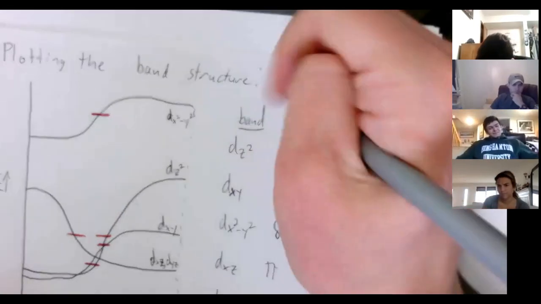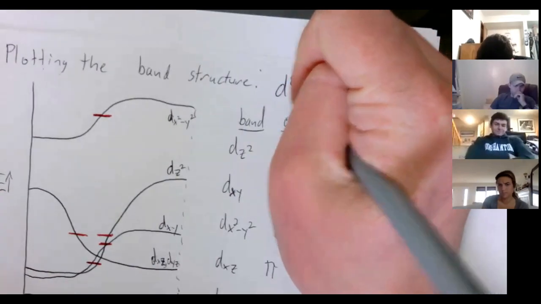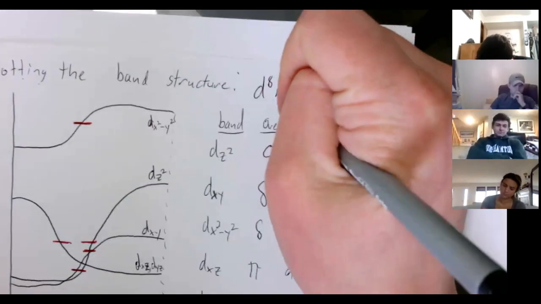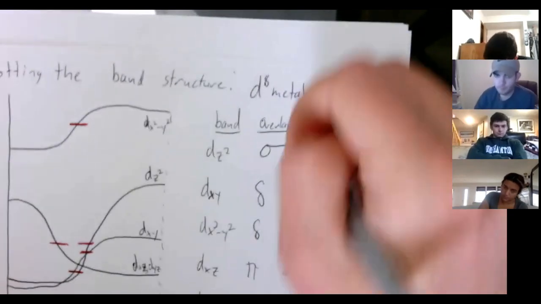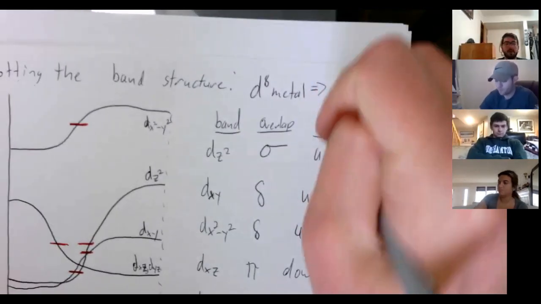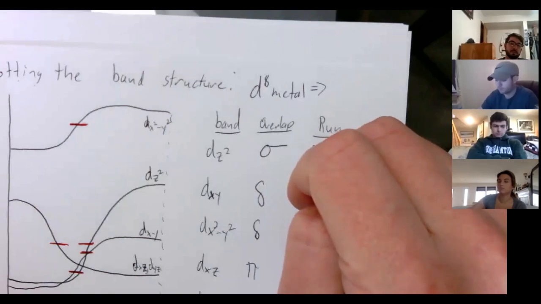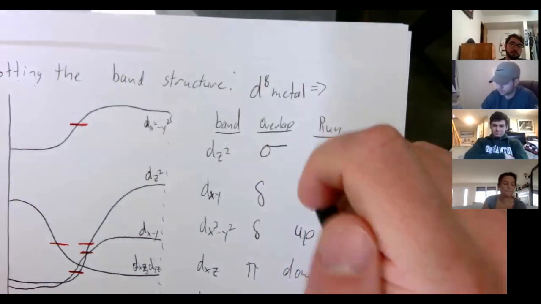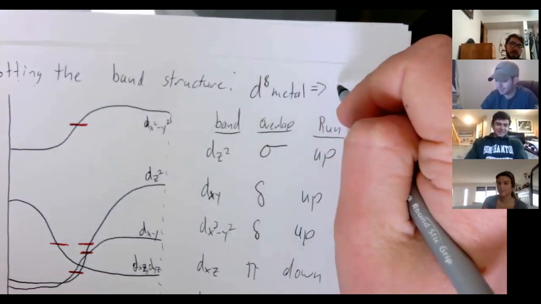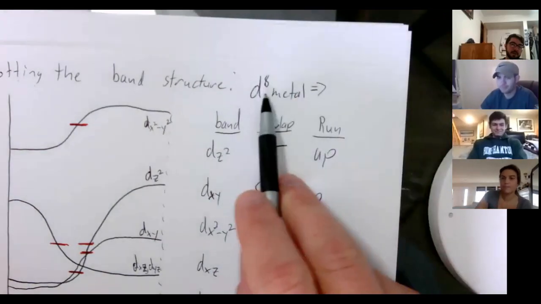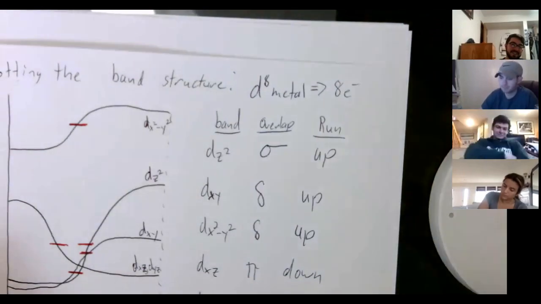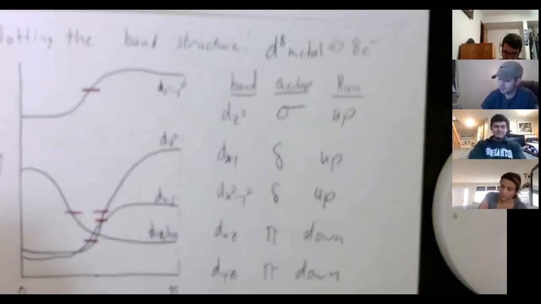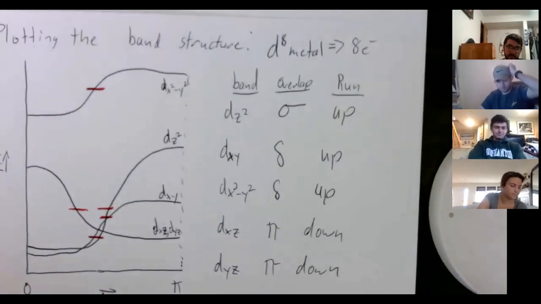We said we had a d8 metal. How many d electrons do we have then? Not really a trick question. 5? No, 8. Probably 8. Yeah, we have 8 electrons that we've got to fill. So we've got to think of where to put this Fermi level.